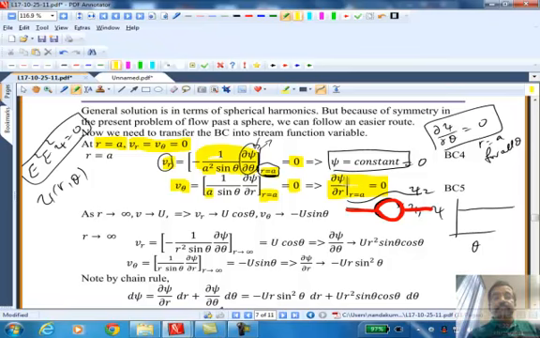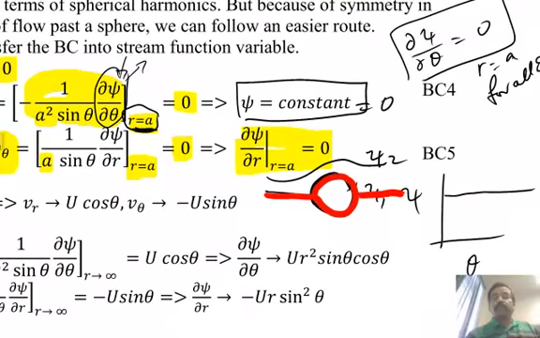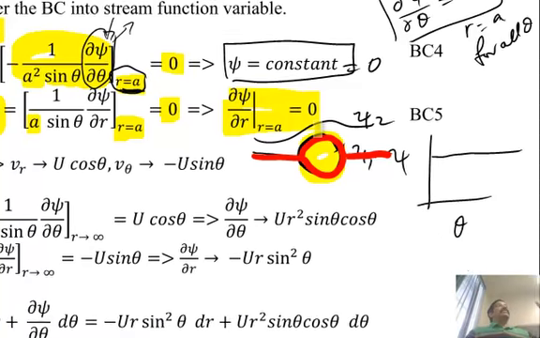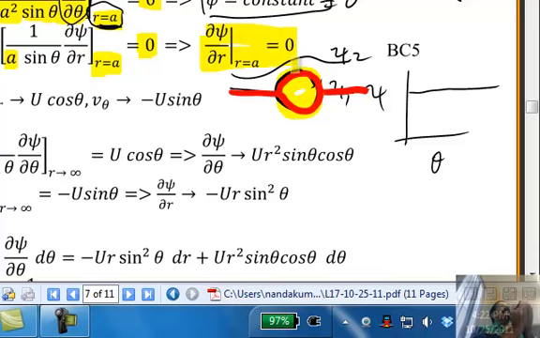But in this case, if you want to make V theta equal to 0, you should make d psi dr equal to 0. You should impose that as a boundary condition only on the surface. As you go far away, d psi dr will be non-zero. So these are two conditions we have transformed on the surface of the sphere. We have one condition that is far away. As r goes to infinity, the velocity goes to u.